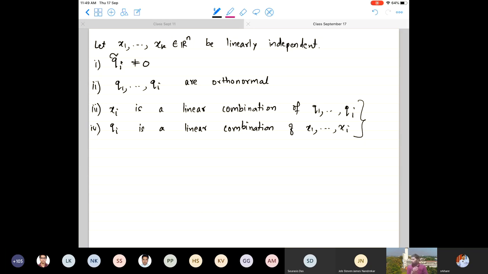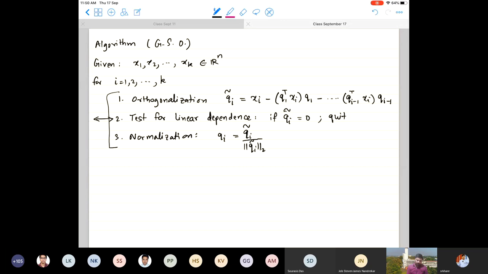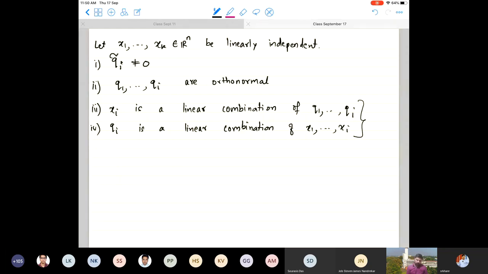q1, q2, up to qr are orthonormal. That was our objective, to construct an orthonormal set from the independent set, and we are assuming that it is independent, so any qi tilde is not equal to 0. So if qi tilde equals 0, so what is qi tilde? In this particular case, this was qi tilde. So if any qi tilde was equal to 0, then this is what we would opt for. Okay, so that's what we have here. So linear dependence if qi tilde equals 0.